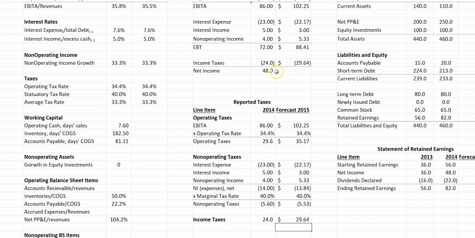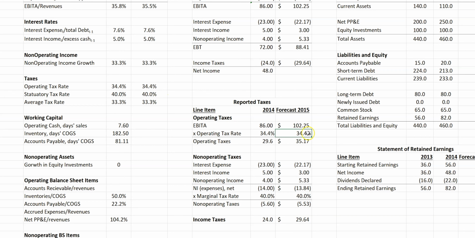And our reported income taxes are now reconciled. Now remember that this income tax figure is different than just multiplying earnings before taxes times the statutory rate. It's different because we notice that there's a difference in our operating tax rate. Our operating tax rate is lower than our statutory rate.